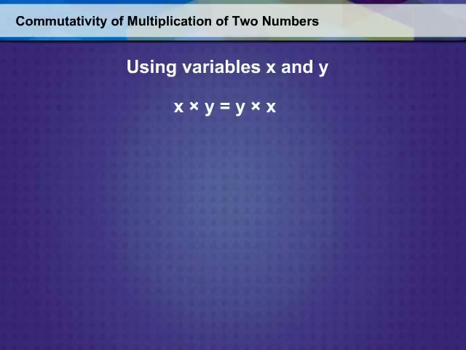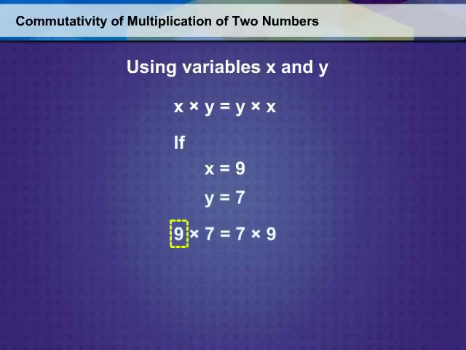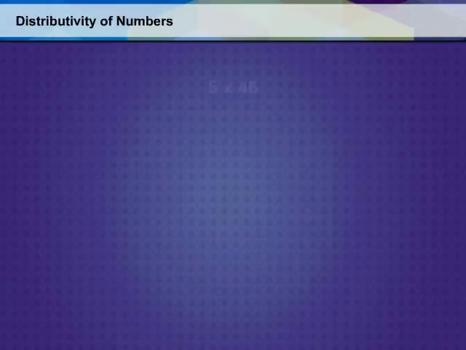Like in addition, here also x and y can take any number value. They are variables. For example, if x gets substituted by 9 and y by 7, then 9 into 7 is equal to 7 into 9, and so on.